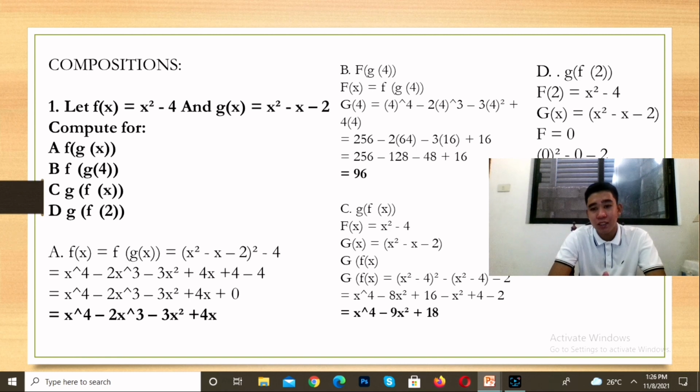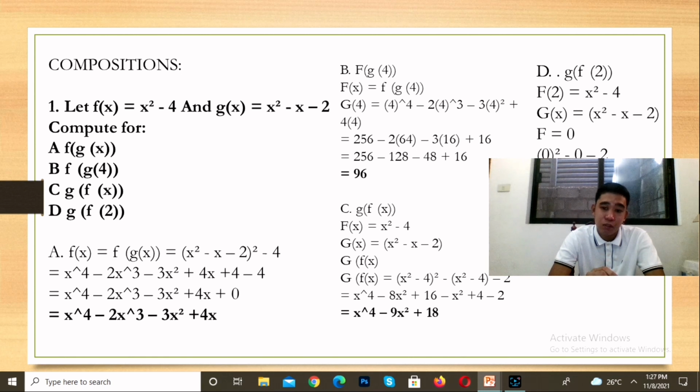D. g of f of 2. Substitute to the equation x squared minus 4. So magiging 2 squared minus 4. Ang 2 squared, 4. So magiging 4 minus 4, magiging 0.